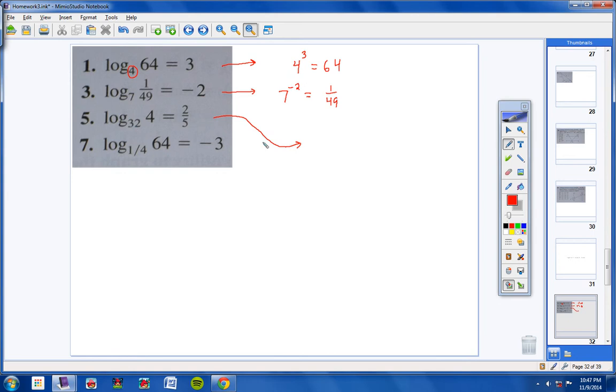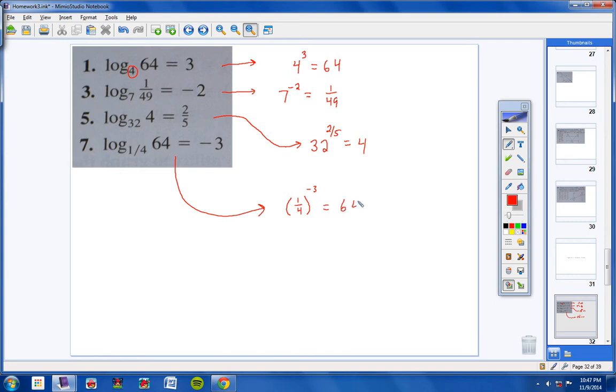Here's your base, 32, so your base goes here. Here's 2/5, it's all by itself, that'll be your exponent. And then here's your argument, right here, 4 is your argument. 4 goes here all by itself, okay? Number 7, here we go. 1/4 is your base, so 1/4 is your base right here. -3 is all by itself, so -3 is your exponent. And then your argument is 64, so your argument goes right over here.